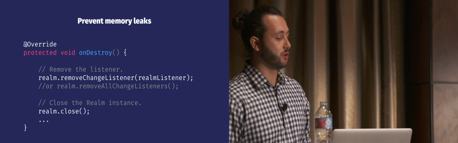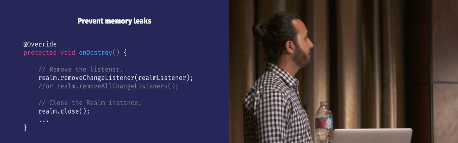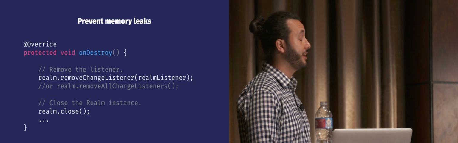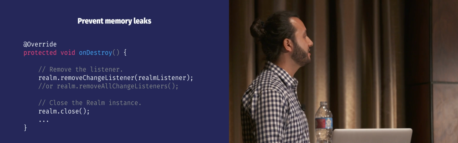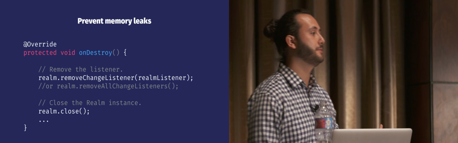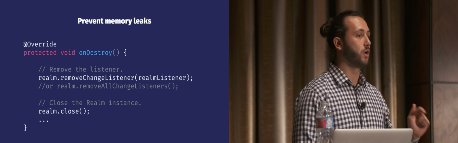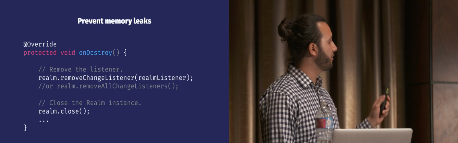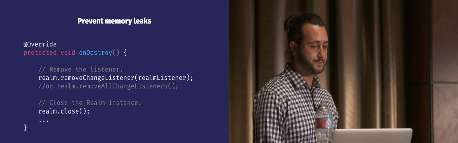One thing you would need to make sure of when you use Realm, to prevent any kind of garbage collection or any kind of weird memory errors, is to remove any change listeners that you have attached to a Realm object or attached to a Realm result. You can either remove the change listener if you have a reference to it, or if you'd like, you can just remove all change listeners.